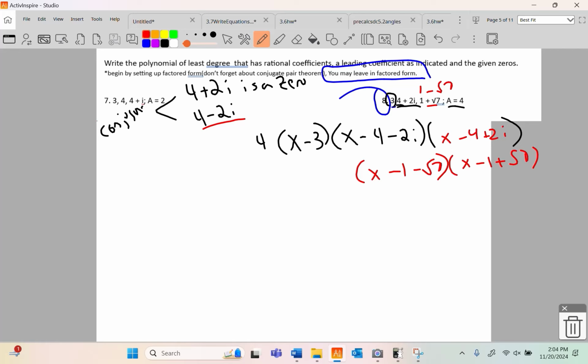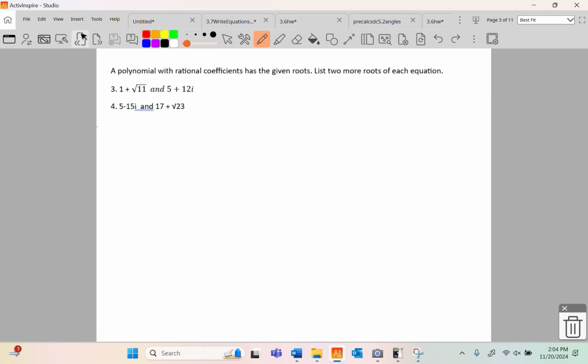Do you have any down? 3 or 4. I think those are the two easiest ones on here. I know, but I don't know if it's asking me to capture the right answer. No, it just says list 2 more roots. That's all it says. I did one of these. I don't know which one I did. I'll just do 4 real quick.